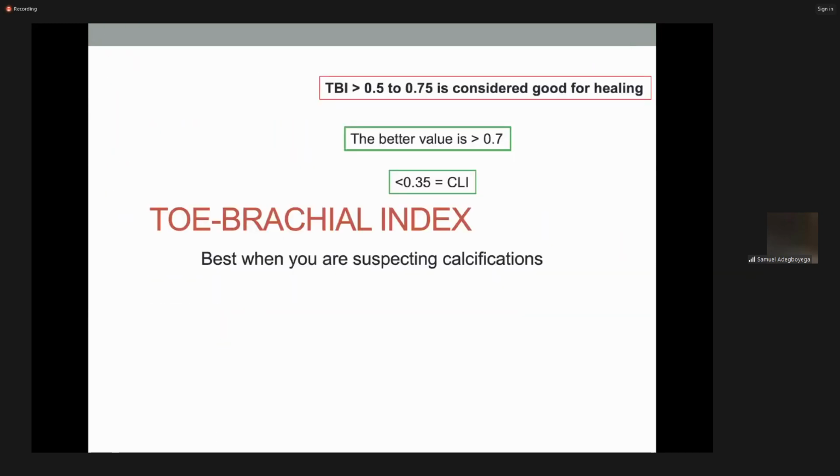A patient that's got diabetic neuropathy, true or false, I should use segmental pressure to check for the vasculature. False. With toe pressure and TBI, don't forget your TBI has got to be above 0.7.